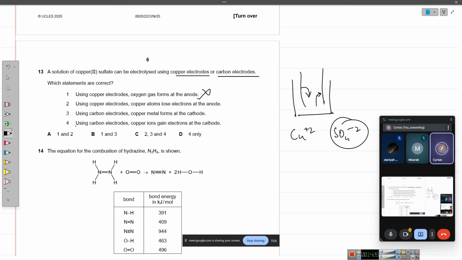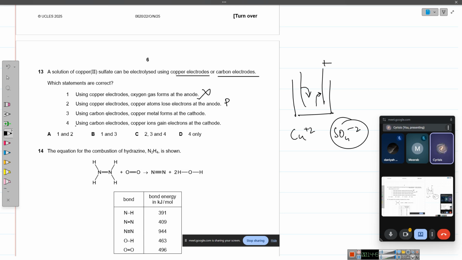It's just the electrolysis, plating will start happening, right? This is electroplating. Using copper electrodes, copper atoms lose electrons at the anode, right? Anode is basically the positive one, right? So why would the copper electrodes lose electrons at the positive, right? And then they gain at the other, so it makes it plausible, right?